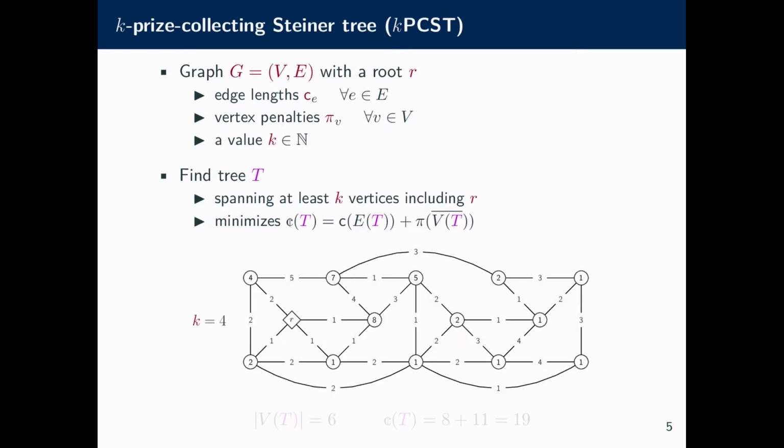In this example, we have a graph where edge lengths are written on the edges and penalties are written on the vertices. k equals 4, and this is an example of a feasible solution which spans 6 vertices and costs 8 on the edges and 11 on the penalties, totaling a cost of 19.